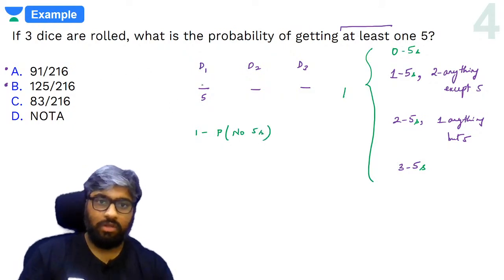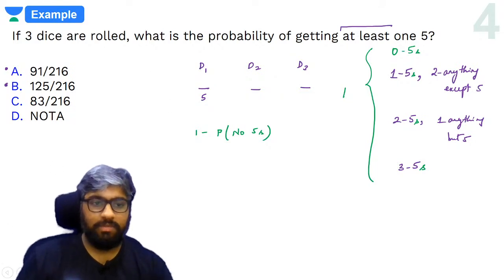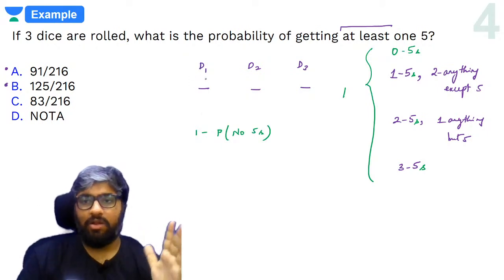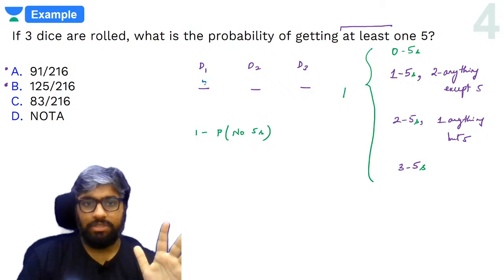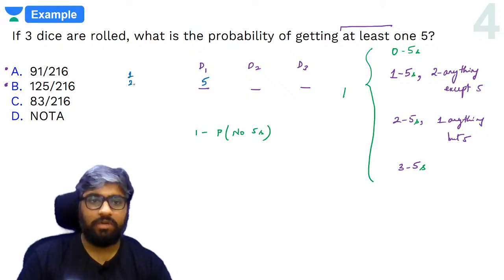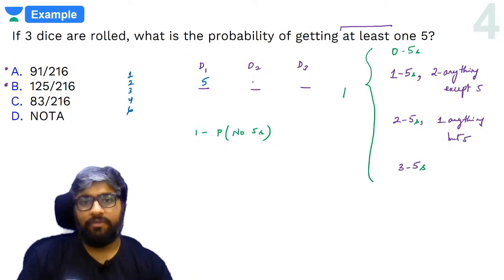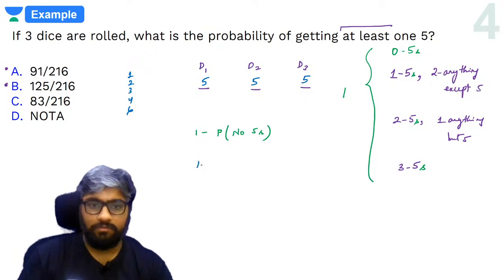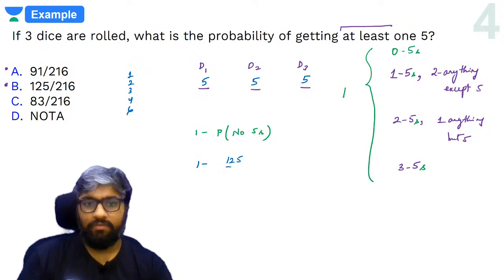So for the first blank, for the first dice, we have how many options? Out of six numbers, the number 5 cannot come. That means there are 5 options here. What are the 5 options? 1, 2, 3, 4 and 6. The same 5 options here and 5 options here. So what is this? 5 into 5 into 5, that's 125.